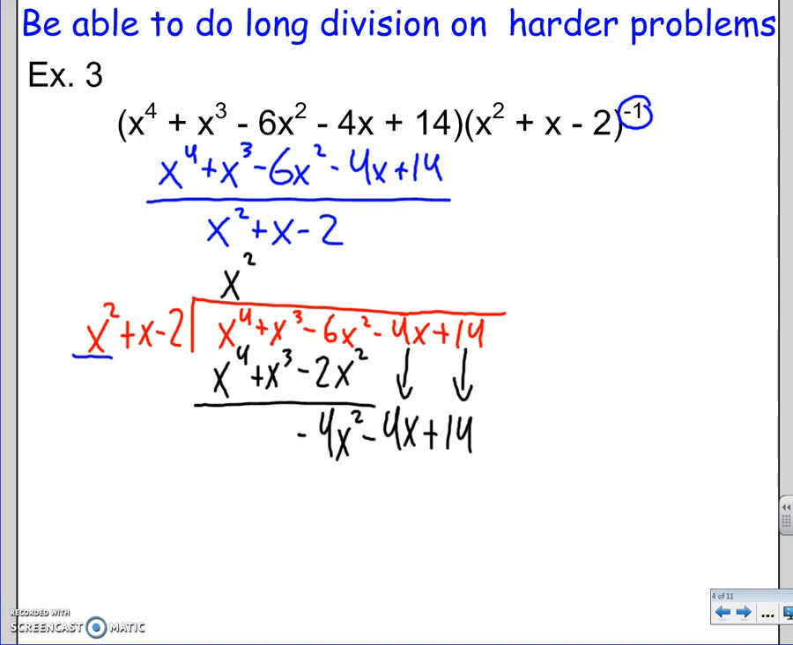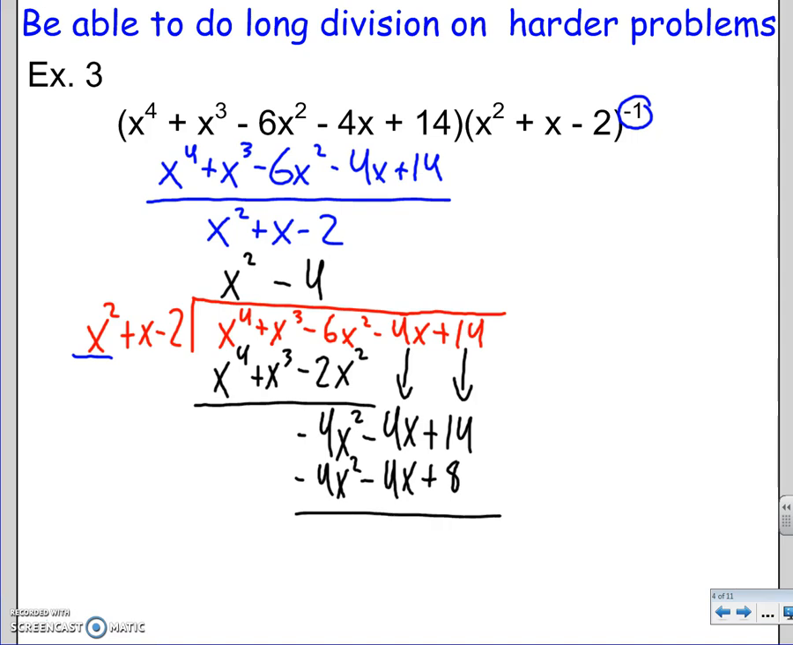Alright, so how do I make x squared match negative 4x squared? Well, I multiply by negative 4. So when I multiply, x squared times negative 4 is negative 4x squared. x times negative 4 is negative 4x. And negative 2 times negative 4 is positive 8.